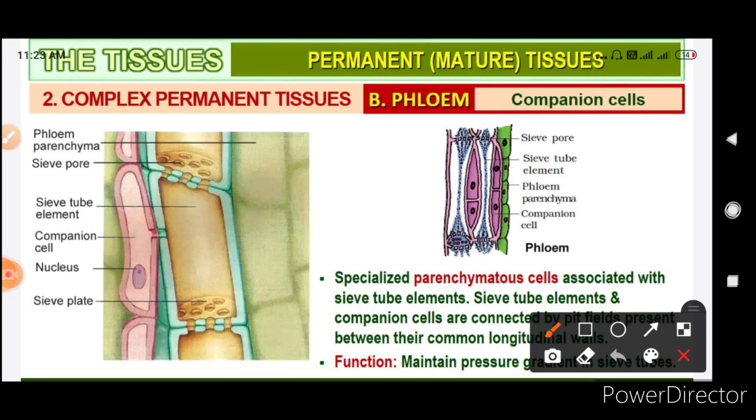So this is the sieve tube element, you can see here in the diagram. This is the phloem parenchyma, the pink one is the companion cell, and all the functioning of the sieve tube element will be carried out by the companion cell. You can see here, this is the companion cell, and these are the sieve tube elements, and this is the end plate.